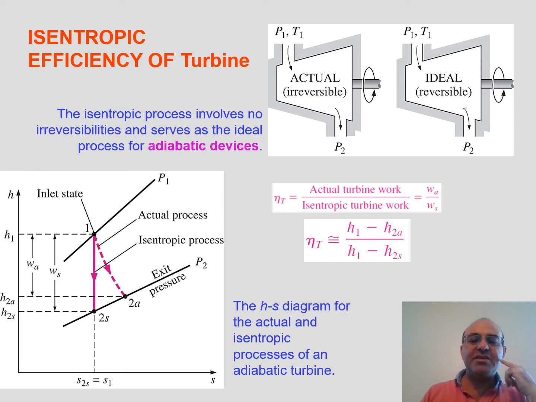All right, so the isentropic efficiency of a turbine. We know that the isentropic process involves no irreversibilities. So the process is reversible and serves as the ideal process for adiabatic devices. If these devices are adiabatic, which is usually the case, like for a turbine, what is the best adiabatic device in terms of thermodynamic efficiency? The best adiabatic device is a device which is also reversible, meaning that the friction effects are minimized. That's the case for turbine, compressor, pump, and nozzle that we are going to talk about in the next couple of slides. So for adiabatic devices, the ideal device is also reversible. Therefore, the device is isentropic.